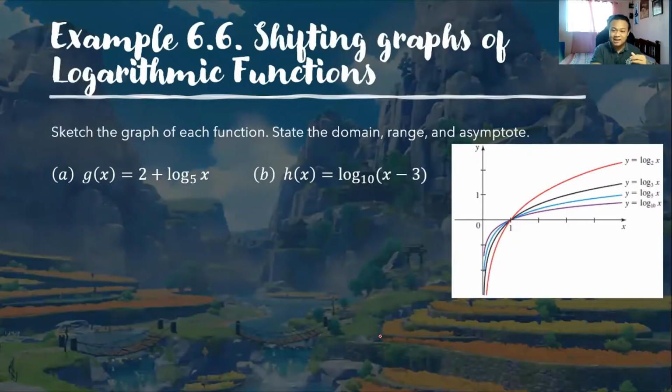Next we have to use base 5, then base 10. Okay? So, transformation of the function. This log base 5 is the blue line. Looking at this blue line, how many units will you shift?